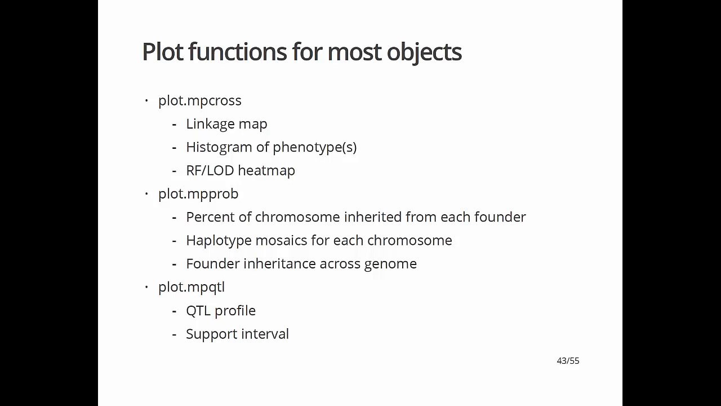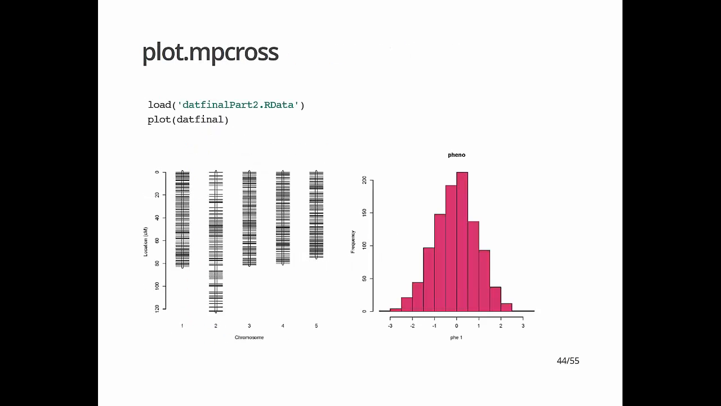If computed, plot called on mpprob, probably already mentioned, shows you the percent of the chromosome inherited from each founder, shows you haplotype mosaics for each chromosome, which can be subset to a certain number of lines, and it shows you the founder inheritance across the genome, which gives you an idea of segregation distortion. And finally, plot called on an mpqtl object shows you the QTL profile and the support interval. So that's the example for mpcross. You can see the linkage map, and you can see the histogram. If you want to plot it individually, there's a function called plot_link.